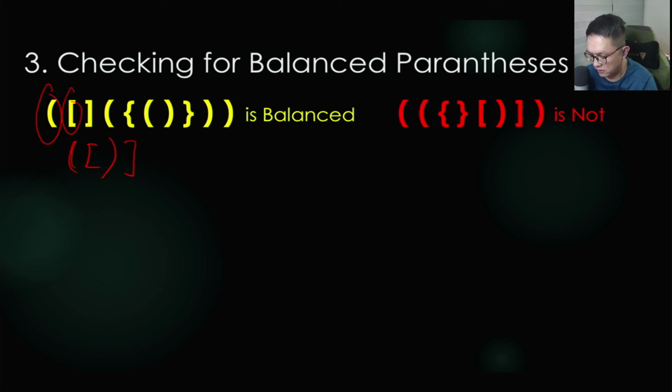So for example, the first row here is balanced. The second one is not balanced. If you look at this, I open the first bracket, second bracket, third. I close my third one, but now I open a fourth one. Before I settle this fourth one, I'm trying to close the second one. So this is not a balanced parenthesis.